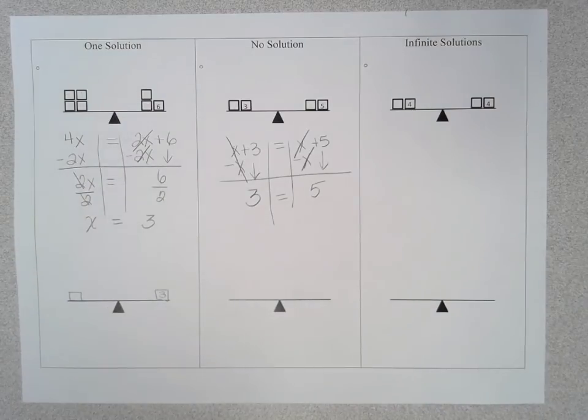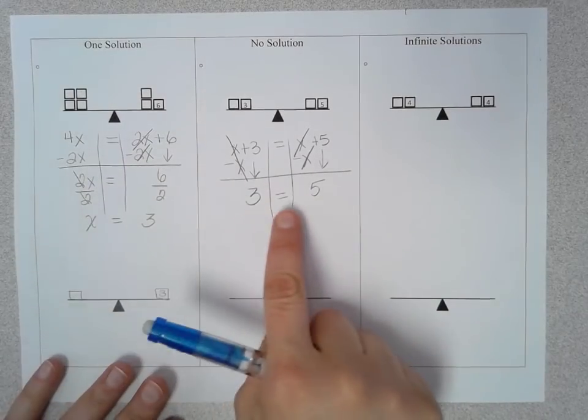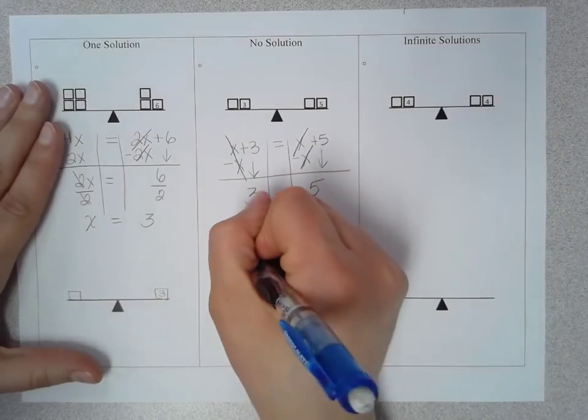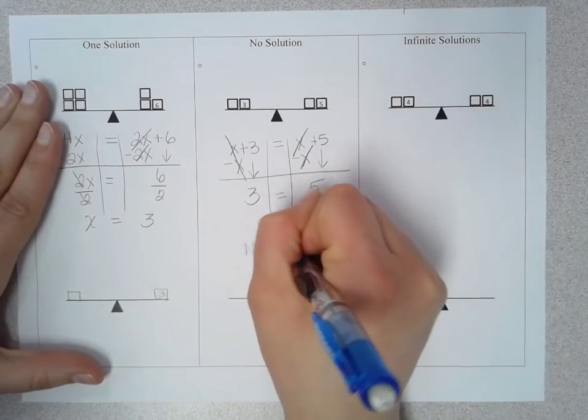Now in this problem we have to think about this. 3 equals 5. Does 3 actually equal 5? Can that be? Well, it can't, and therefore there are no real solutions.